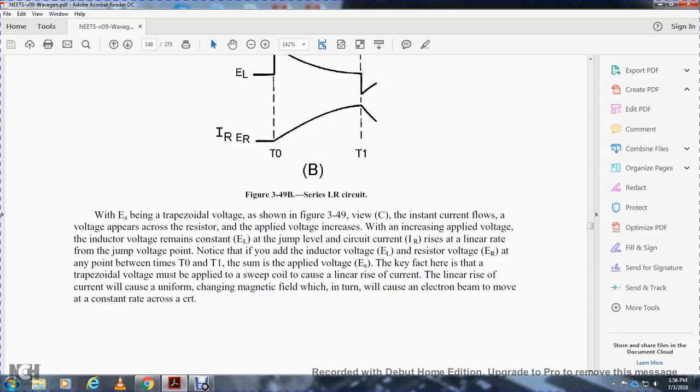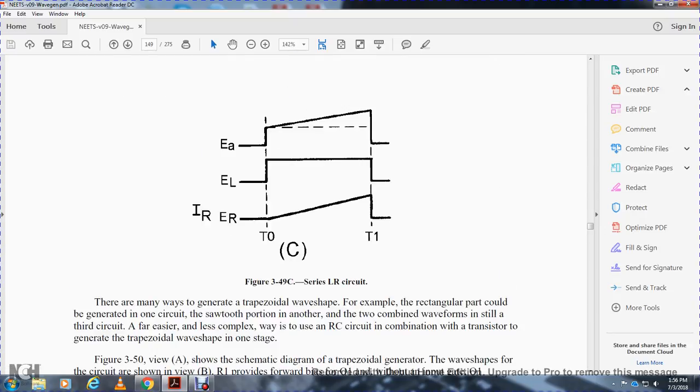The key fact is that the trapezoidal voltage must be applied to the sweep coil to produce a linear rise of the current. A linear rise of the current will cause a uniform change of the magnetic field, which in turn will cause the electron beam to move at a constant rate across the cathode ray tube. Figure 349 view C shows the applied voltage, the inductive voltage, and the resistive voltage.